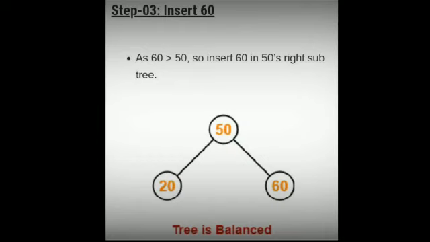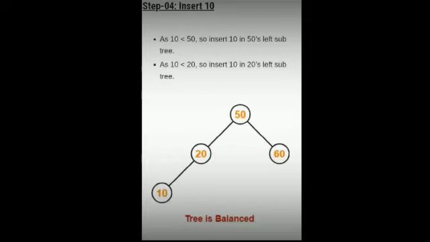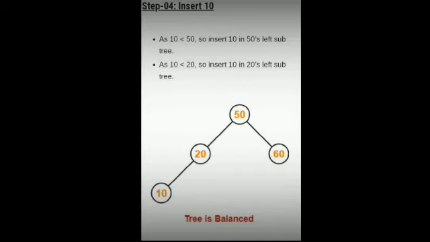The next element to be inserted is 10. 10 is less than 50 and less than 20. So 10 is inserted as the left child of 20. The tree is balanced with the balancing factors 0.